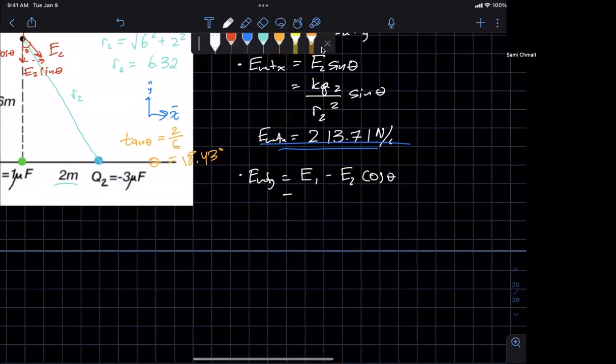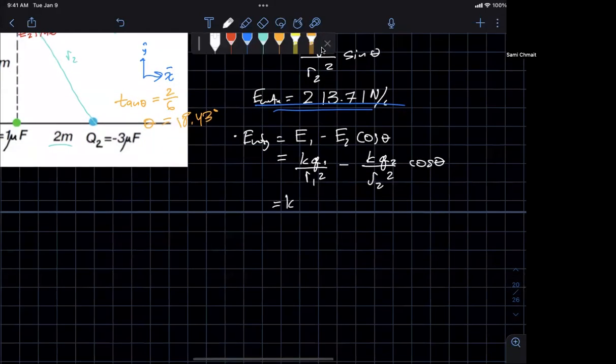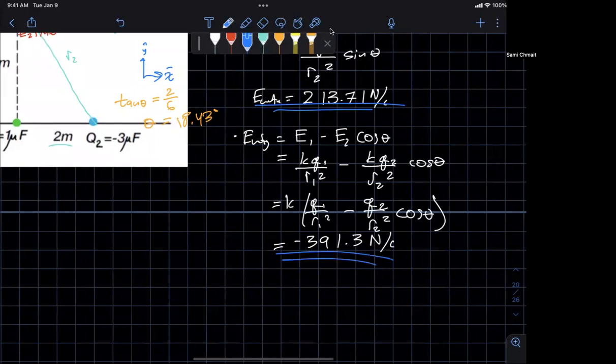At this point, it's very similar to what we just did. We just got to plug in everything. So k, what's the charge there? Q1 divided by R1 squared minus k, what's the charge there? Q2 over R2 squared cosine theta. Factor out k, that just makes it a little easier on you when you're plugging into your calculator. Okay. And this whole thing will be equal to minus 391.3 newtons per coulomb. Okay, so now we have our x and we have our y components.